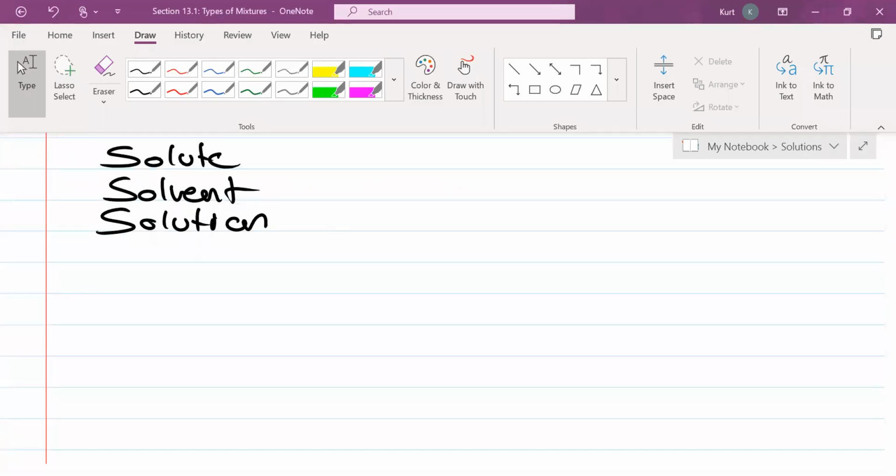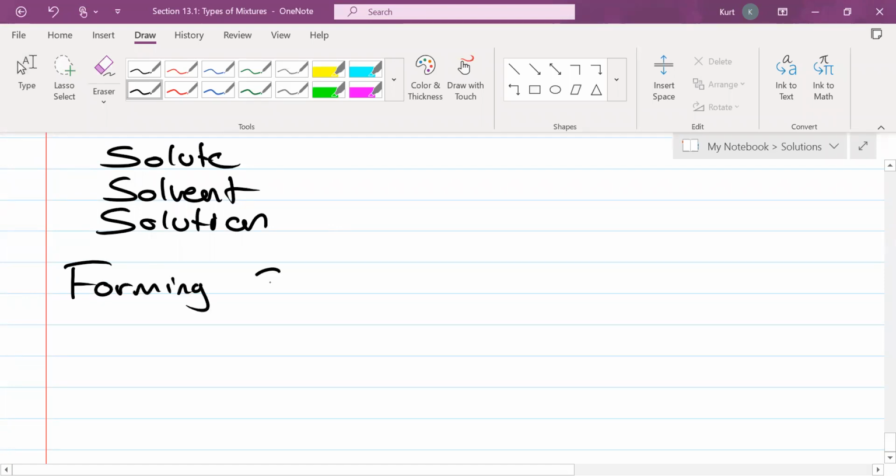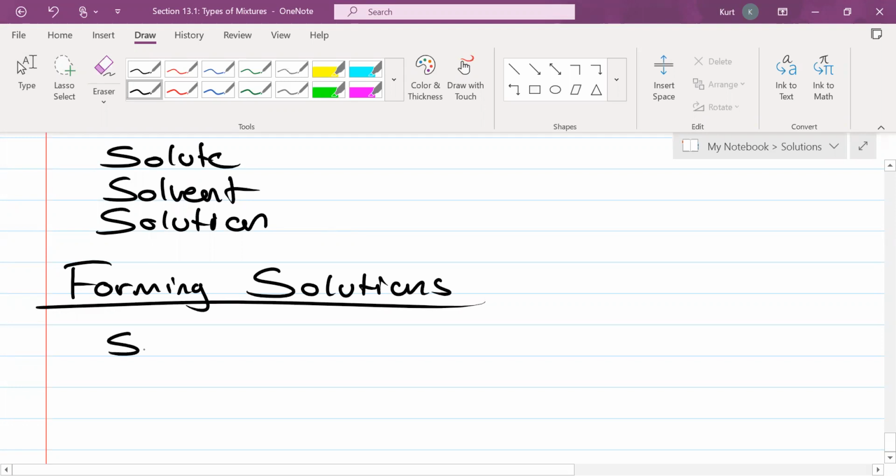All right, so we're continuing from yesterday's class. Let's start with forming solutions. So some of this we already did. We talked about solubility.